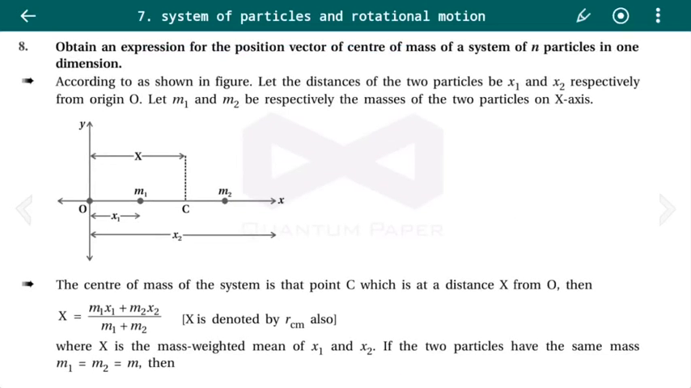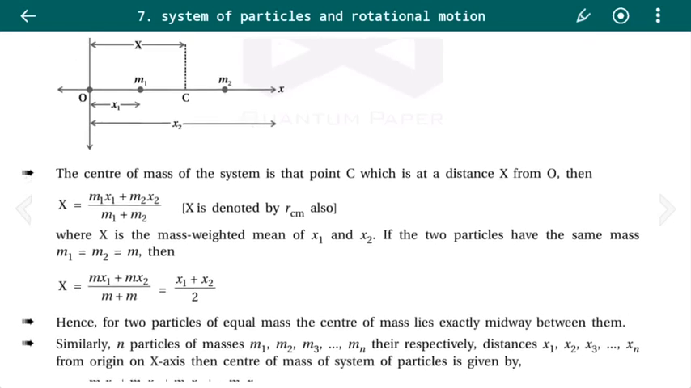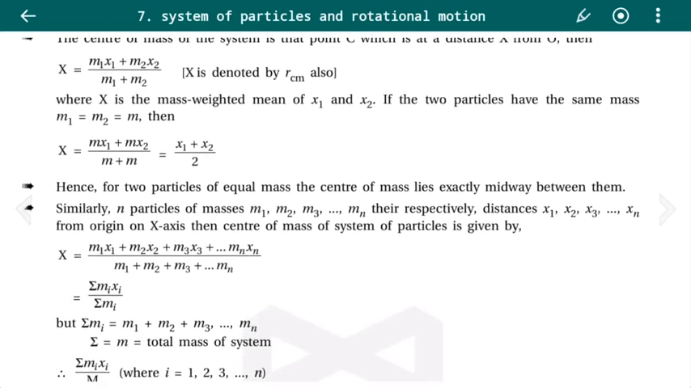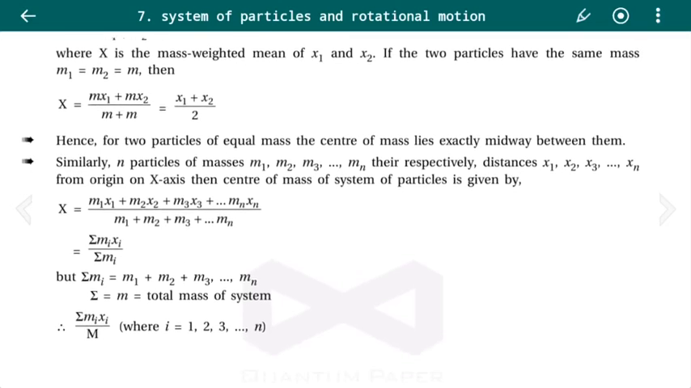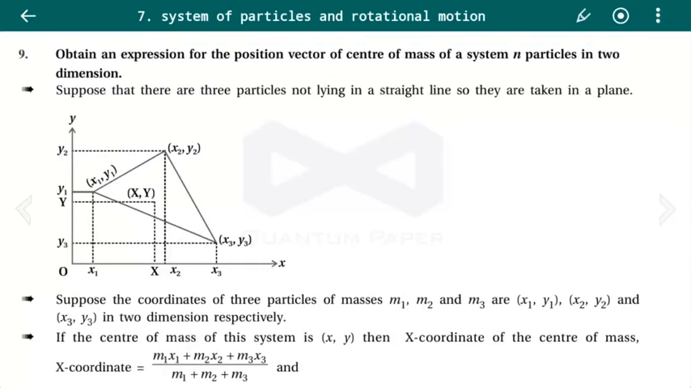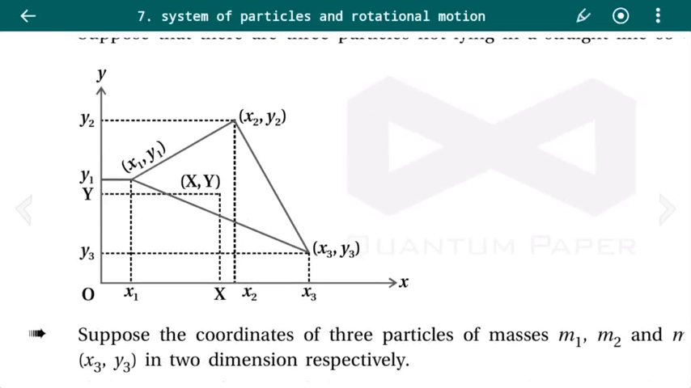Now let us see the expression for the position vectors of center of mass of a system of particles in two dimension. So suppose that there are three particles not lying in a straight line, so they are taken in a plane. As you can see in the figure, we are having the system of particles in two dimension. Here we are taking xy coordinates, and the system consists of three particles. Let us consider the first particle. Its position is x1, y1. If we take the projection along the x-axis, we get the x1 coordinate. When we take the projection along the y-axis, we get the y1 coordinate.